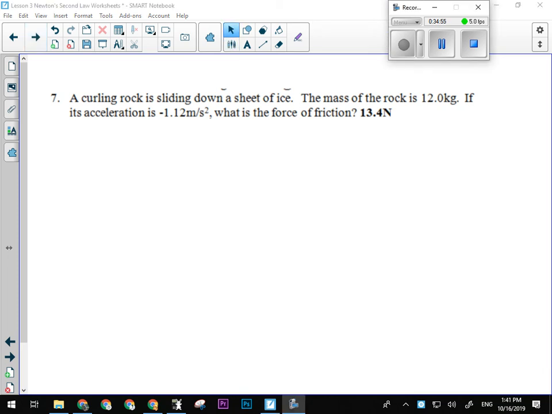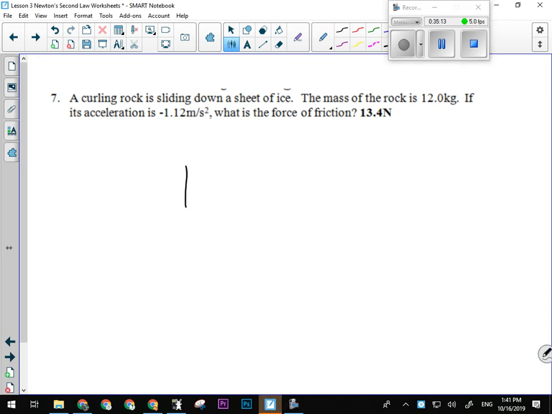Okay, guys, this question is simple in that there's only one force acting on the curling rock, and it's friction. It says it's sliding down the ice. It didn't say anyone's pushing it. It's just sliding. It's slowing down, which is due to friction. Okay, it's due to friction.